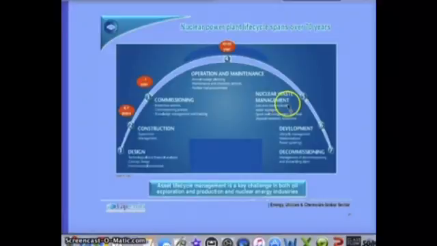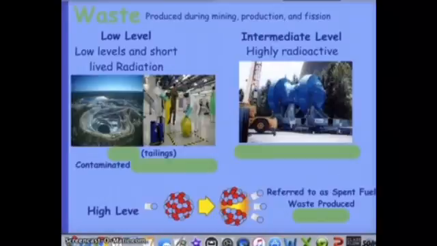Dealing with waste is a huge component that exceeds this time frame, the 40 or 60 years, and I'm going to talk to you about that next. So when nuclear power is mined, when it's produced, and when it undergoes fission, radioactive waste is produced. They categorize it into 3 levels.